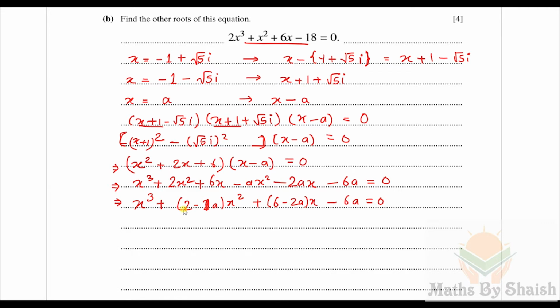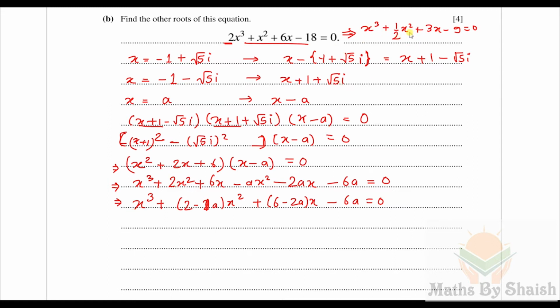Now if we compare these two equations, they should be the same, and the coefficient of x cube is 2, so we can make it the same by dividing the whole equation by 2, and we will get x cube plus 1 upon 2 x square plus 3x minus 9 is equal to 0. We got this by dividing the whole equation by 2. So now we can compare, x cube coefficient is 1.